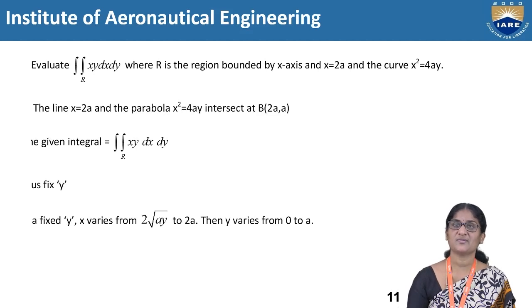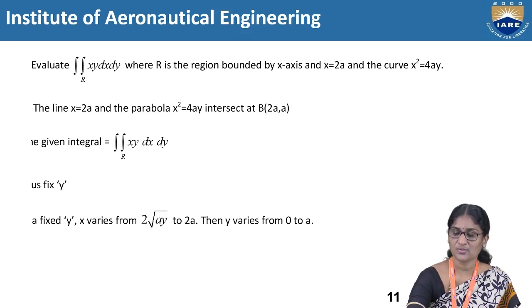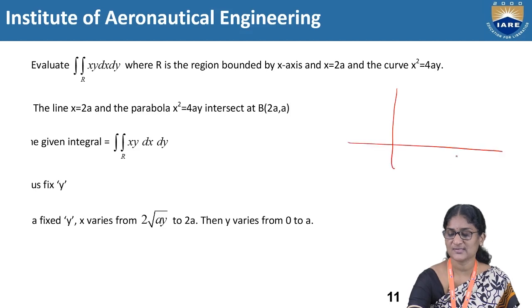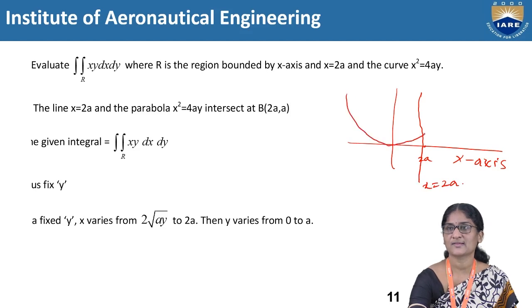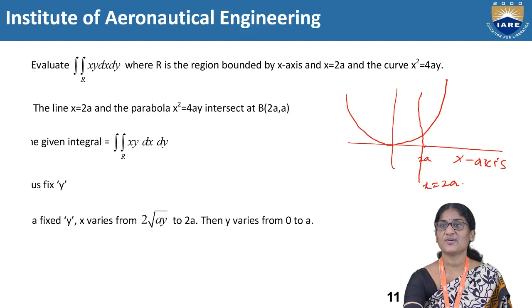The next problem is: evaluate double integral of xy dx dy, where R is the region bounded by the x-axis and x equal to 2a, and the curve x square is equal to 4ay. How to plot this? This is the x-axis, and x is equal to 2a. I'll put a straight line here. Then the parabola x square is equal to 4ay. The region is bounded by these two.